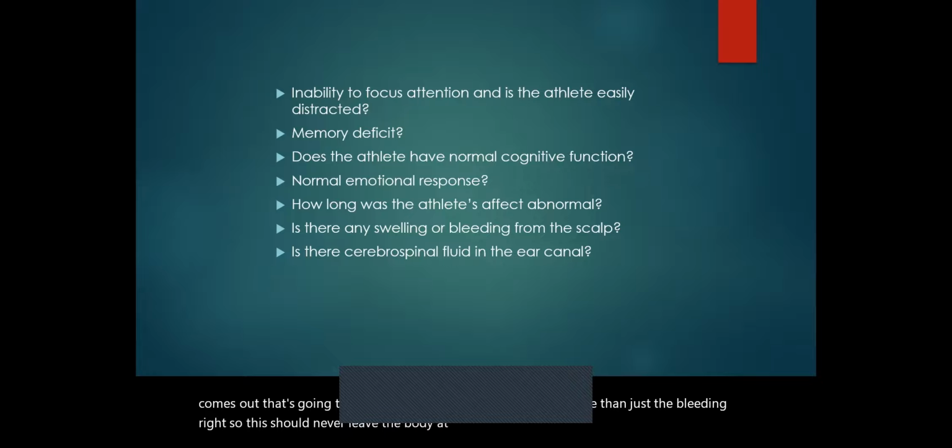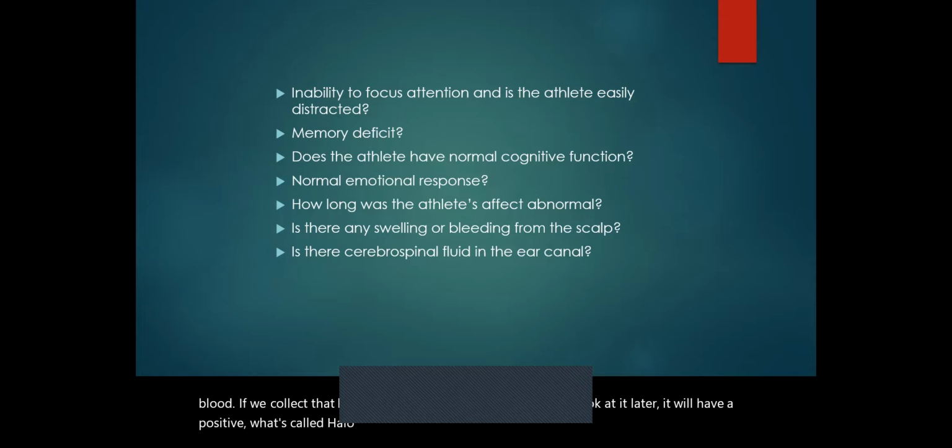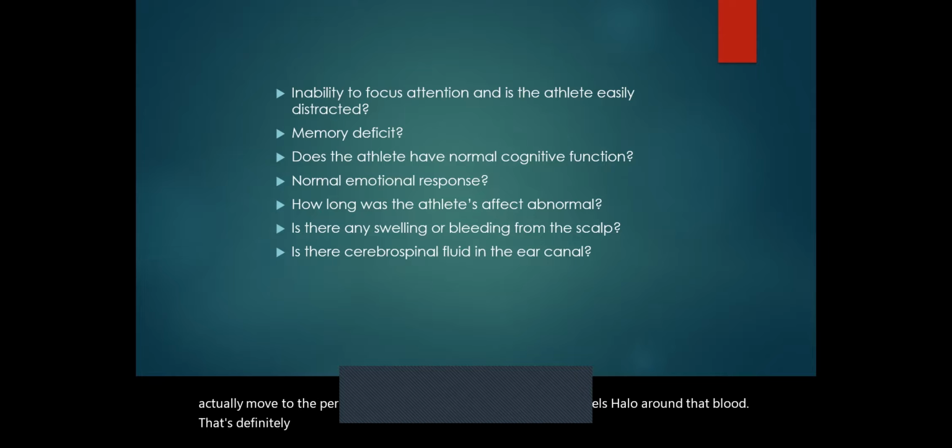Since it does have a different viscosity from the blood, if we collect that blood with a piece of gauze and then look at it later, it will have a positive what's called halo sign, for that cerebrospinal fluid. Because of the different viscosity, thickness, heaviness of it, it will actually move to the perimeter. So it'll look like a gold halo, like an angel's halo, around that blood. That's definitely going to be a sign that we need to refer them immediately.